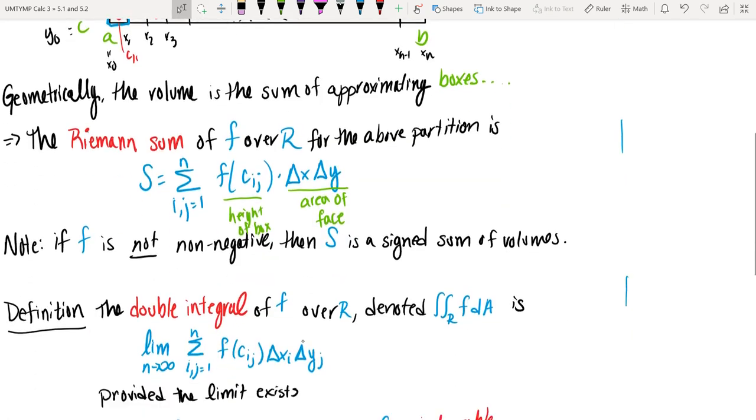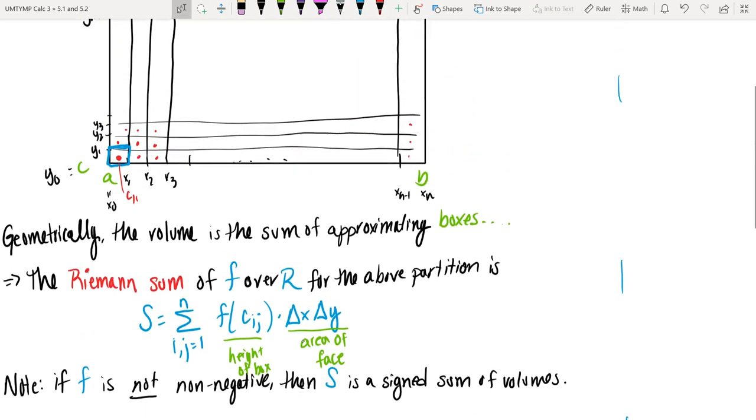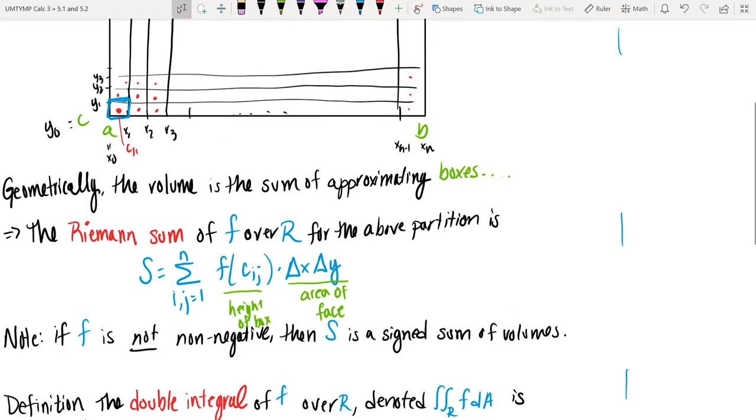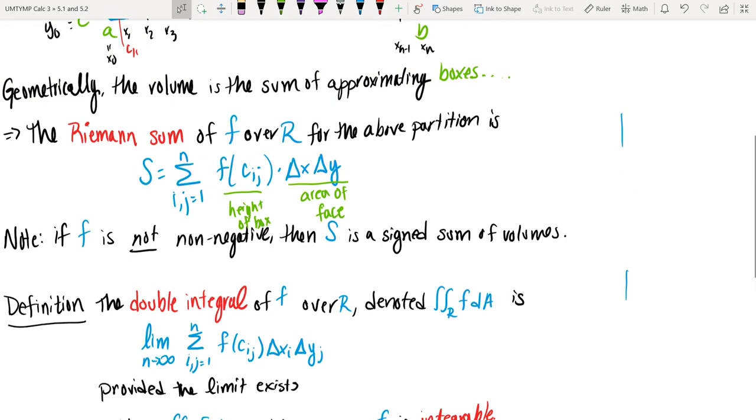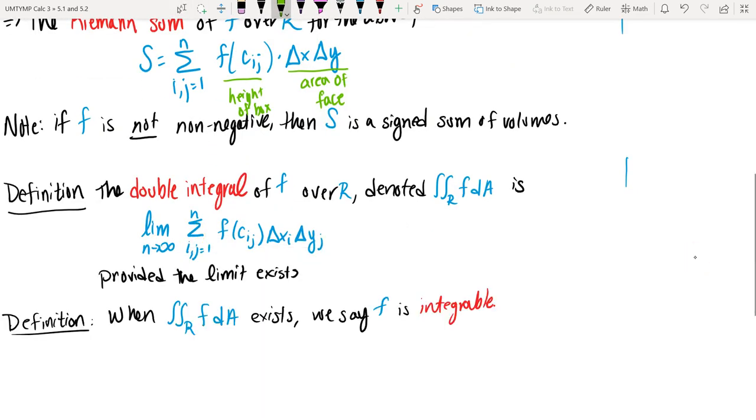Previously, in our last video on iterated integrals, we said f needs to be non-negative. If it's not, then it's just a signed sum of volume. So you can have negative volume, and just know that it's below the z-axis. So what this gives us is that when we take the limit of the Riemann sum, that is denoted as a limit, and that gives us what we think of as the double integral. So that's how we define the double integral.